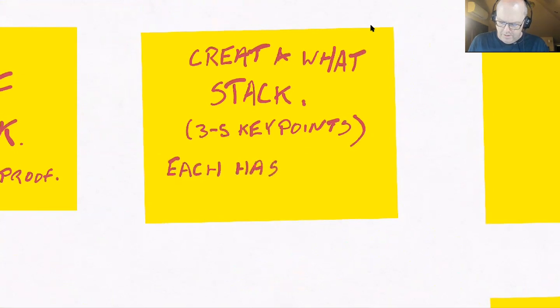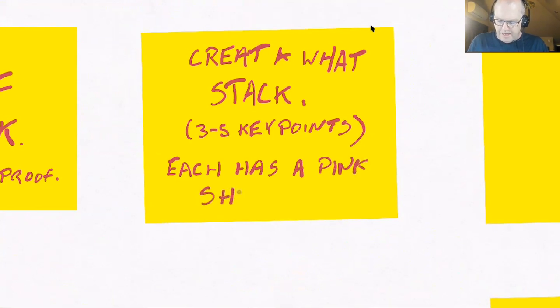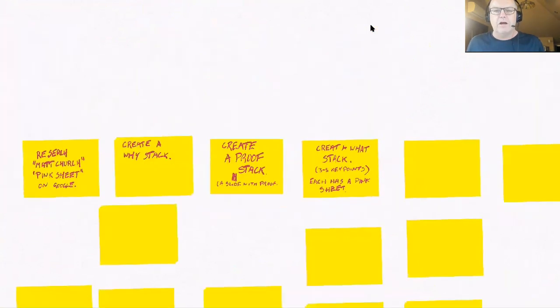Each has a pink sheet. Now, I should explain here too, right? I'm writing the key parts of the process on Post-it notes. And what you'll see I'm doing, I've got Post-it notes all over here just so I've got plenty to write on. But what ultimately I'm doing is creating steps across the top of my metaphorical whiteboard here, right? So these aren't tickets per se right now. These are the key parts of the process.